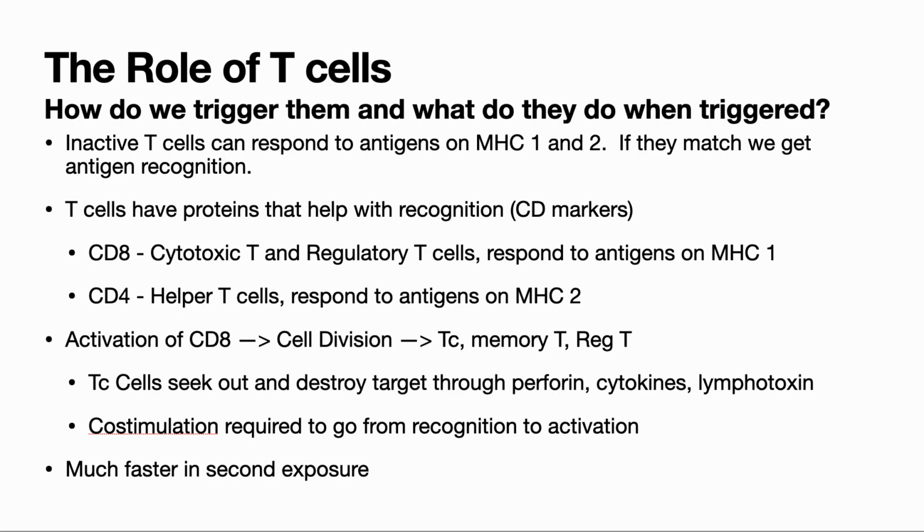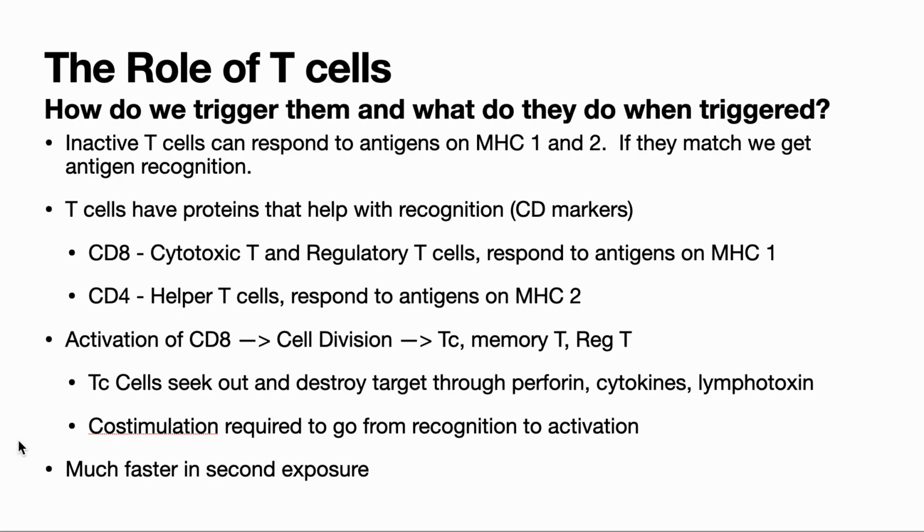Helper T cells, on the other hand, are a little bit different because they will only respond to antigens that are presented on MHC2. So in order for a helper T cell to recognize and respond to an antigen, it has to be presented on MHC2. Also, helper T cells have a CD marker, just like cytotoxic T cells, but it's a different CD marker. It's called CD4. So sometimes in your book, they will refer to cytotoxic T cells as CD8 cells and helper T cells as CD4 cells. It's just different names, same thing.